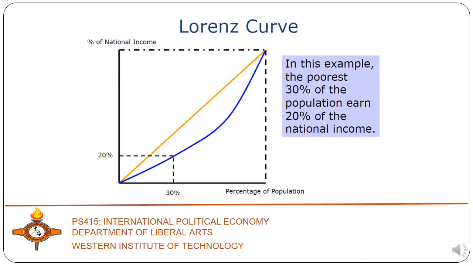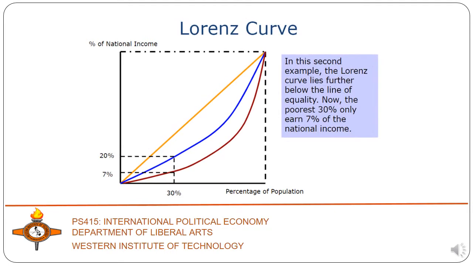In this example, let us look at the blue line. It means the poorest 30% of the population earn only 20% of the national income. In this second example, let us look at the red line. The Lorenz curve lies farther below the line of equality. Now, the poorest 30% only earns 70% of the national income.